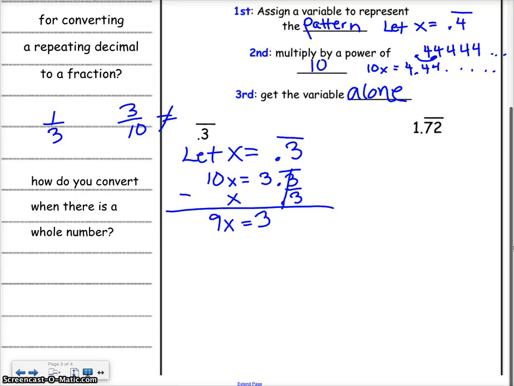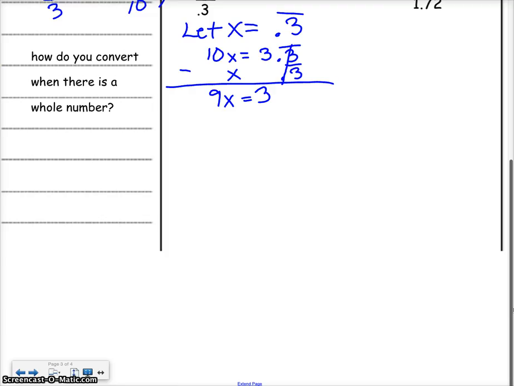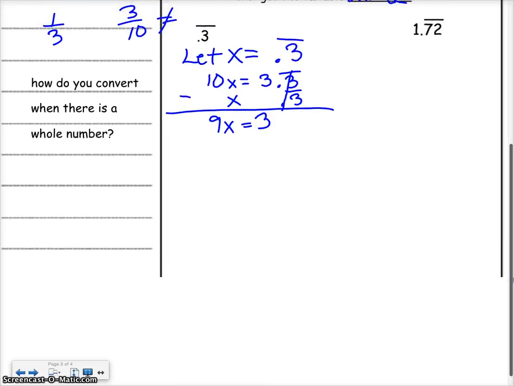Now, if you recall from algebra, best subject in the universe, you need to get the variable all by itself. So I move the 9 by doing the inverse operation. x equals 3 over 9, which is 1/3. And that's how you derive the fraction for a repeating decimal. Want me to try again? Great, because I want to.